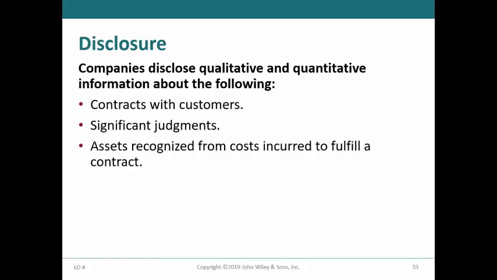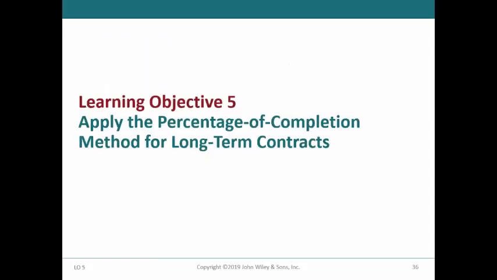Companies should disclose both quantitative and qualitative information about contracts with customers, including significant judgments made. Also, any assets recorded from costs to fulfill contracts should be disclosed. In this learning objective, we will discuss the percentage of completion method for accounting for long-term contracts.